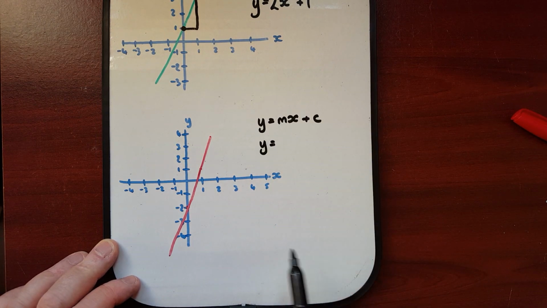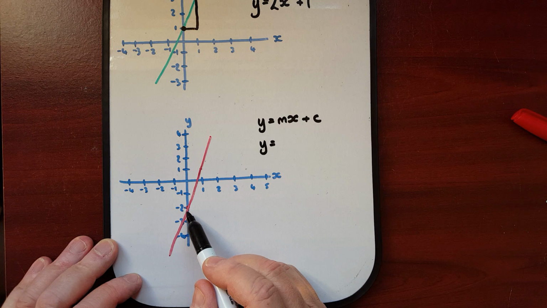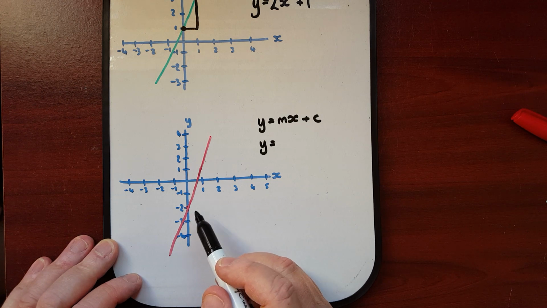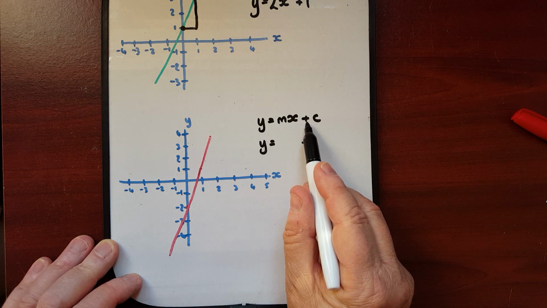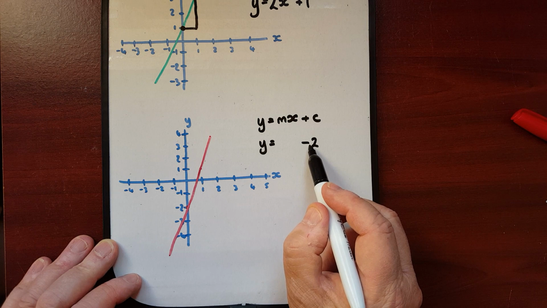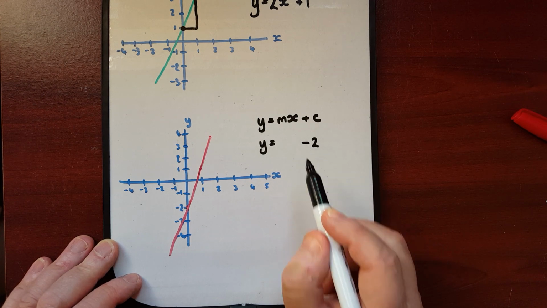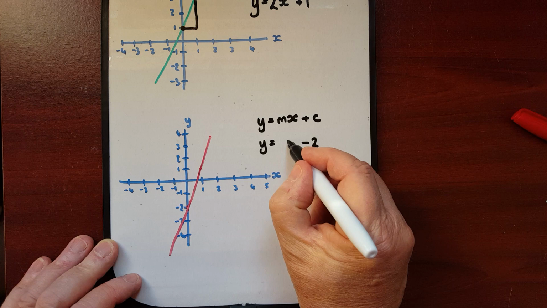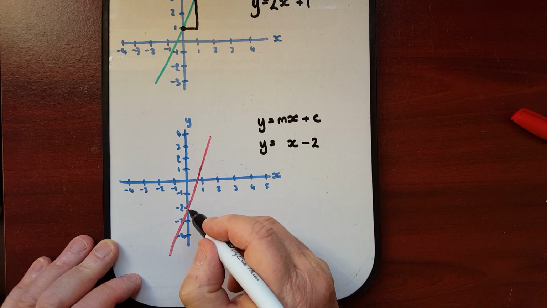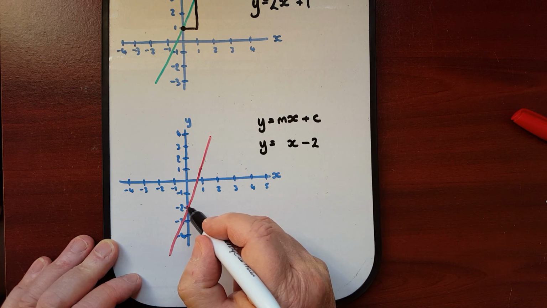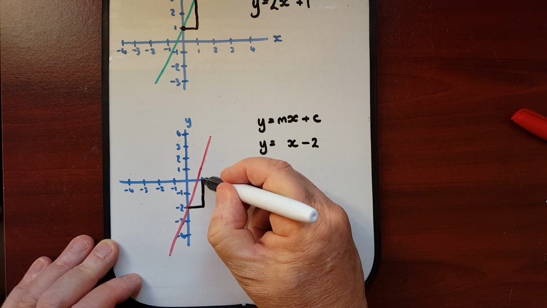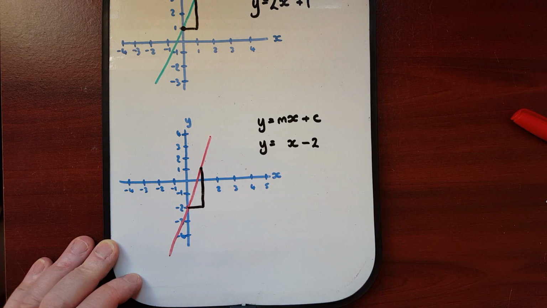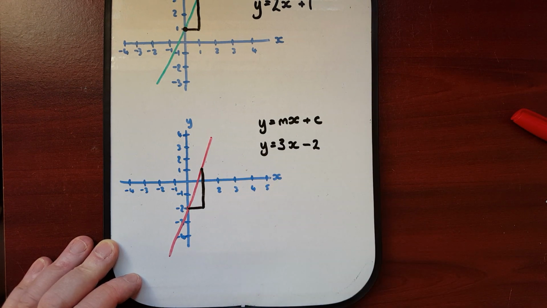Y equals what? Well, first of all, where does it cross the y-axis? It crosses at -2. So the end part is going to be -2. It doesn't have to be plus just because it says plus c. This is basically plus -2, but that'd be silly, wouldn't it? So -2 is the answer. What about the x part? Okay, well, let's go across one space. And then how far do we have to go up? We have to go 1, 2, 3 spaces until we reach the line again. So that line is called y equals 3x minus 2.